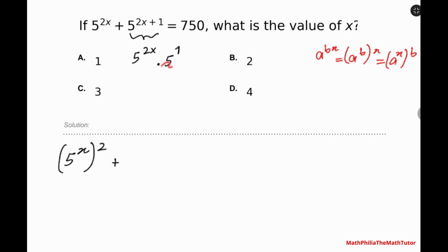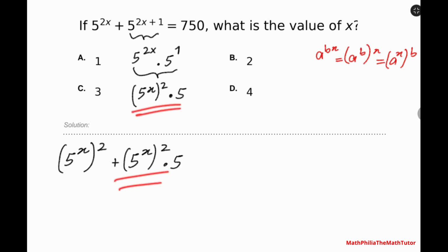Okay, now the first thing to do is to convert it into this form. Then from there, you go further and rewrite this into 5 raised to the power of x, then 2 outside, as I did with this one, okay? Because as you can see, these two are the same. And 5 raised to the power of 1 is just 5. Then let's write this down. We have 5 raised to the power of x in bracket square multiplied by 5. Okay, this is what I just wrote here. And this is equal to 750.